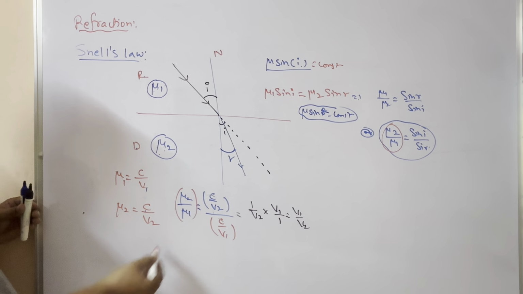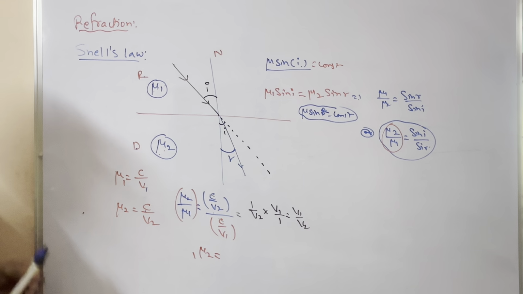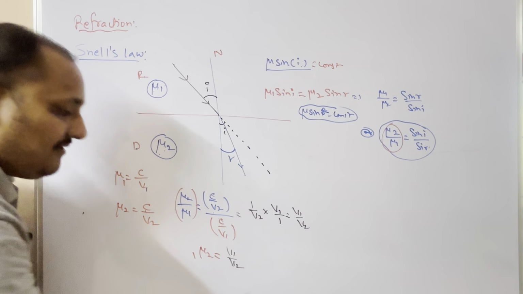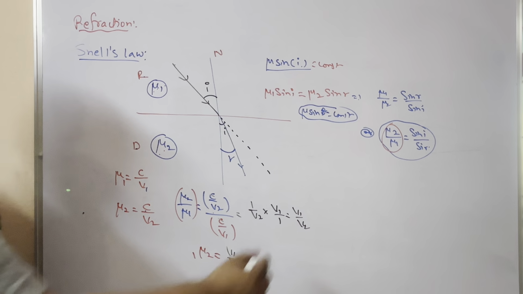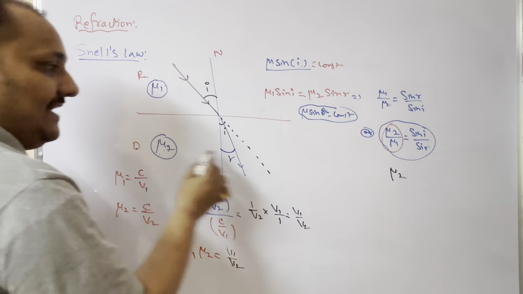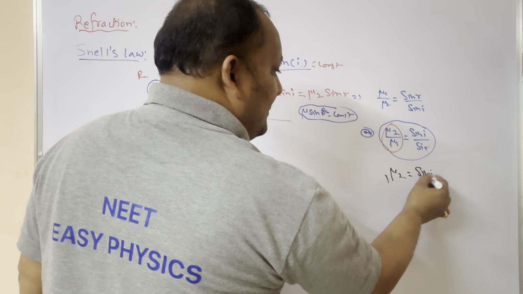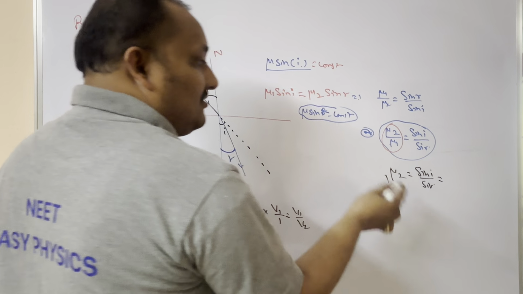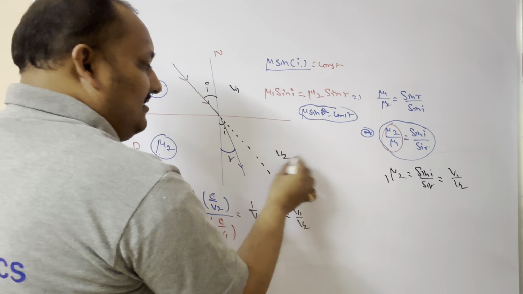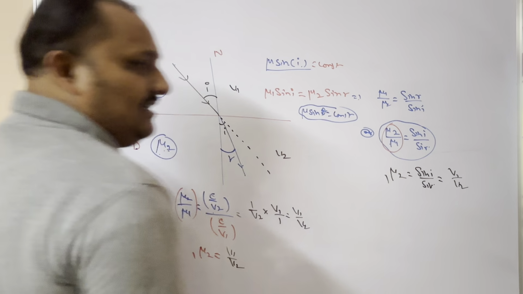Now what do we call this mu2 by mu1? The refractive index of the second medium with respect to the first medium. So this mu2 by mu1 is equal to v1 by v2, and it is also sin i by sin r. So from this you can calculate the velocity in the first medium, v1 by v2, that also you can calculate.